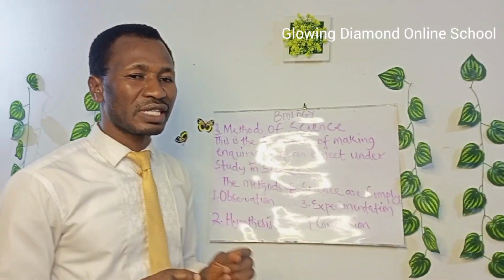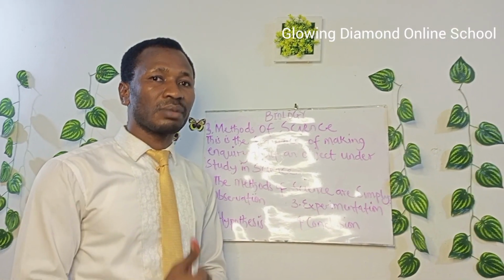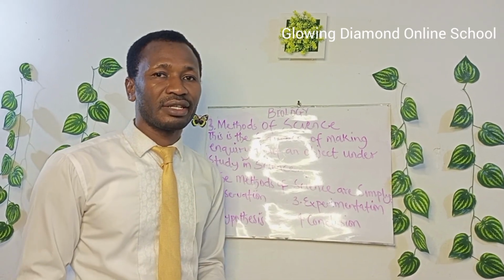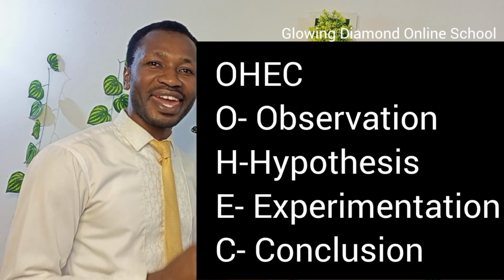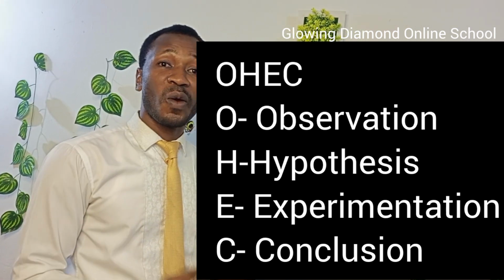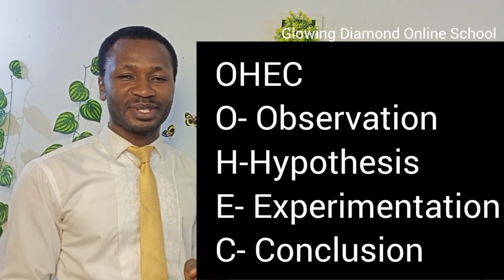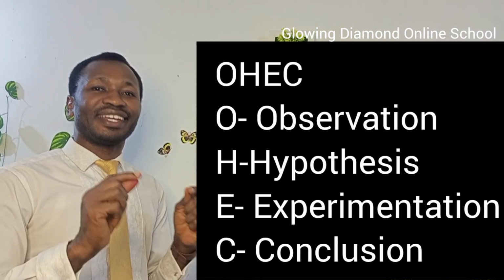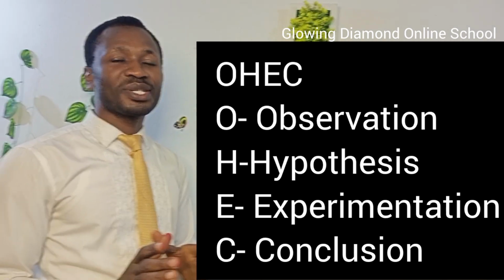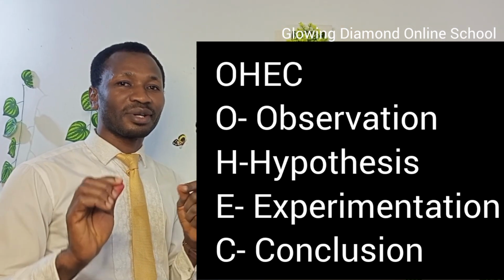Now, this method of science has some categories that have been outlined. I've formed an acronym for it, which I call OHEC. O stands for observation. H stands for hypothesis. The E stands for experimentation. And the C stands for conclusion.